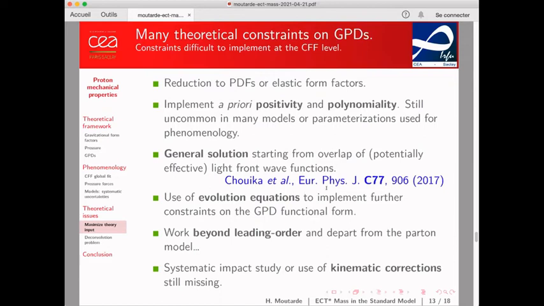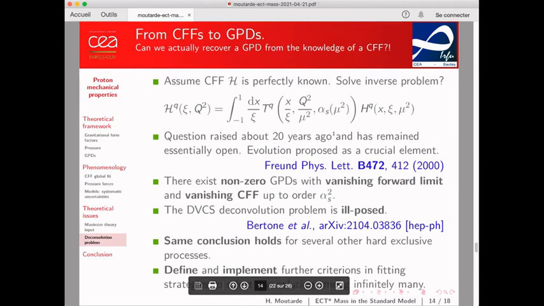There's a need to use evolution equations, and indeed, from my point of view, I think that we should start working beyond the linear order approximation, depart from the parton model, to actually see what the impact of higher order QCD effects is, and we absolutely have to do it to prepare the ground for the EIC and EicC. Another interesting study would be the systematic impact of kinematic corrections in DVCS, and to see how it changes the game. Now, as I mentioned at the beginning, I will generally address the question of the so-called deconvolution problem.